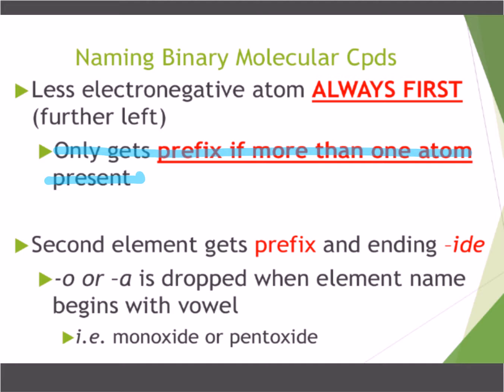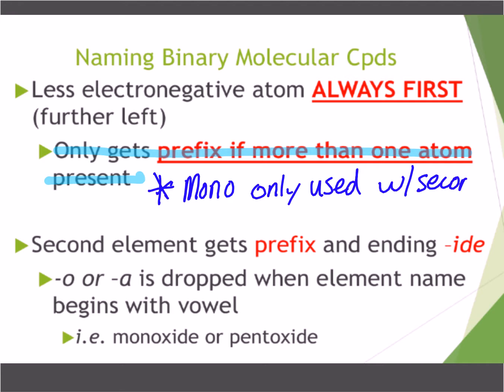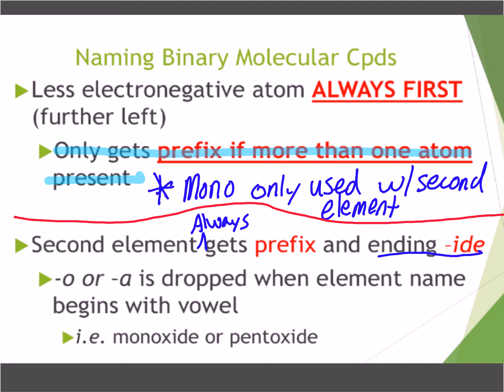And we're going to add that note in there, Briley. I'm glad you pointed that out. Mono is only used with the second element. And this is something, guys, that is super critical that you've got to remember. The prefix mono is only used with the second element. If you have one of the first element, you just say the element's name. There is no prefix that goes with it. The second element always gets a prefix, and your ending is "-ide", just like we've done already. So the second element, guys, always gets a prefix, and your ending is always "-ide".